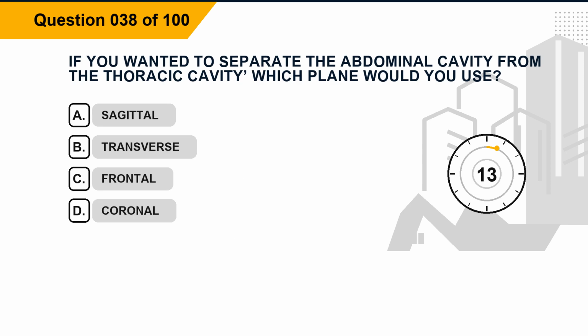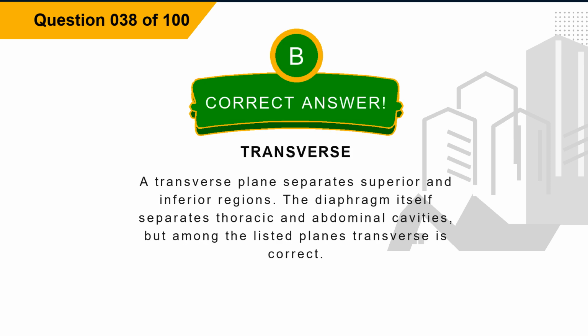Question 38. If you wanted to separate the abdominal cavity from the thoracic cavity, which plane would you use? Option A, sagittal. Option B, transverse. Option C, frontal. Option D, coronal. The correct answer is option B, transverse. Explanation. A transverse plane separates superior and inferior regions. The diaphragm itself separates thoracic and abdominal cavities, but among the listed planes transverse is correct.